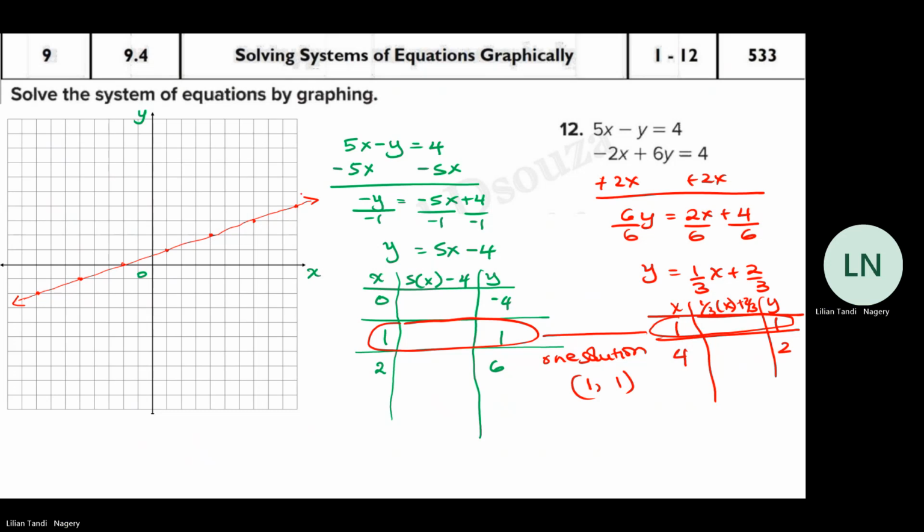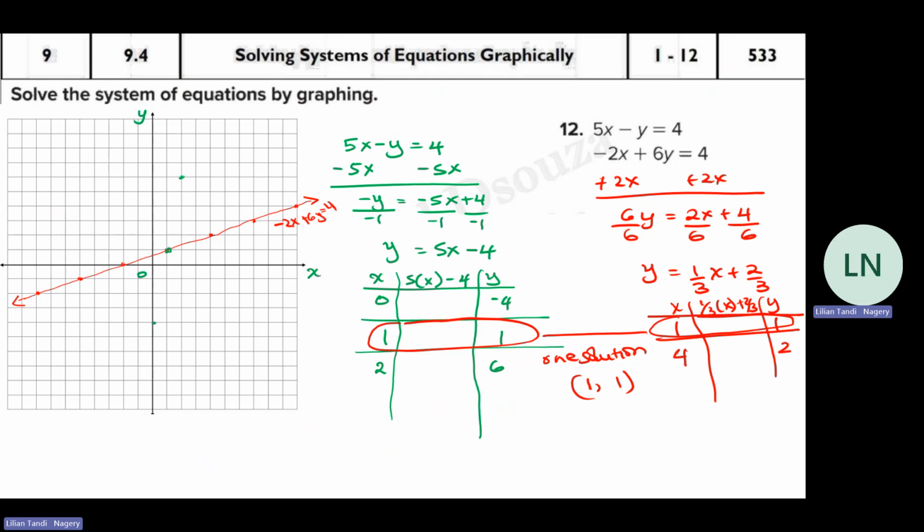Okay. And what is this one? Negative 2x plus 6y equals 4. I take my green marker and I do (0, negative 4), which will be here. (1, 1), which will be here. (2, 6).